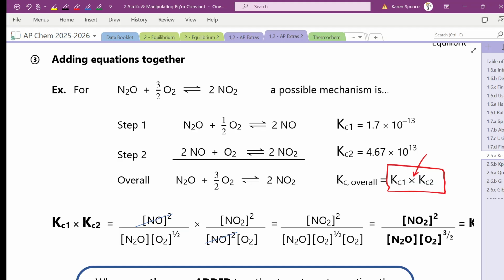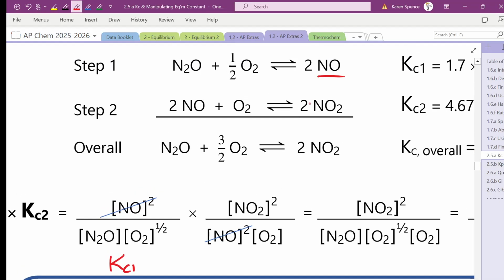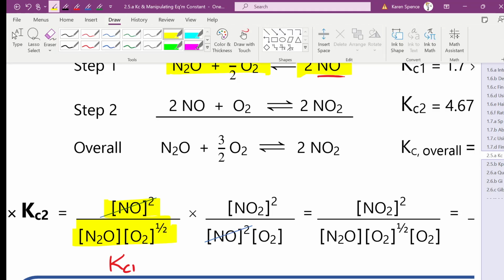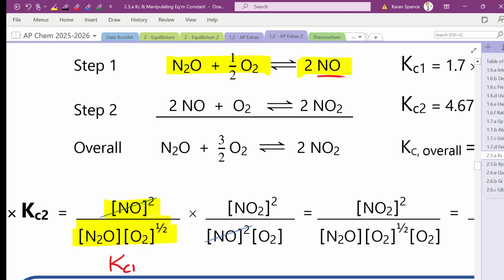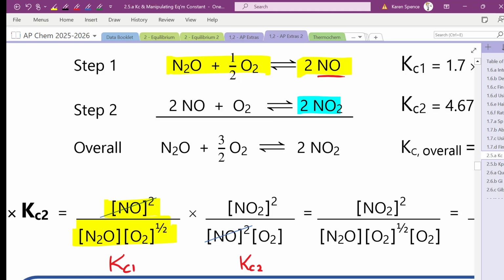And we can actually prove this. Shall we prove it? Here is Kc1. It is NO squared over N2O and O to the 1/2. We have our Kc2, which is NO2 squared over NO squared times O2.